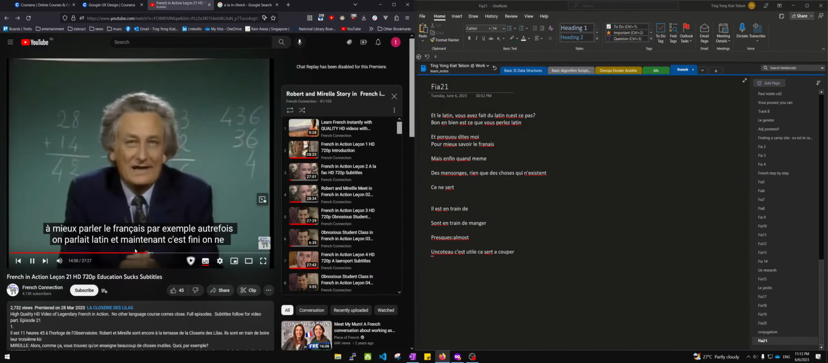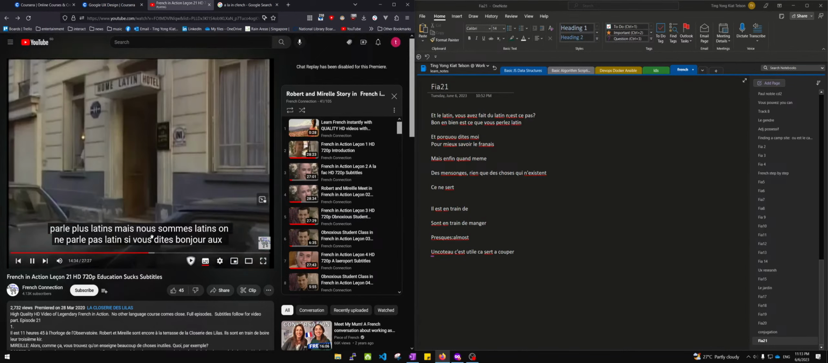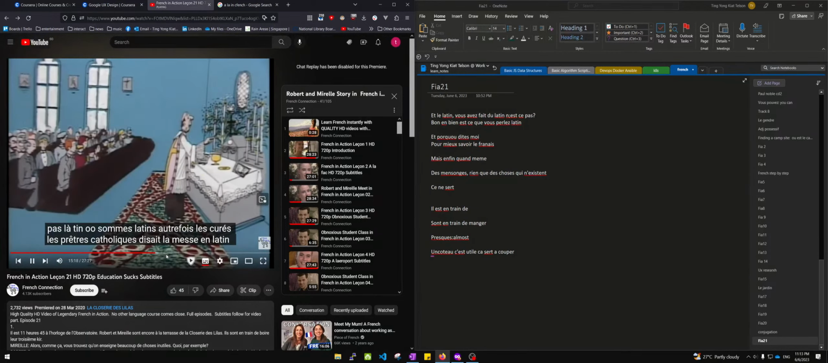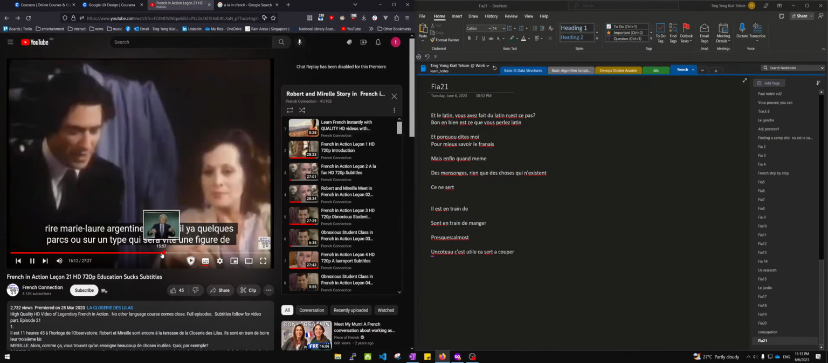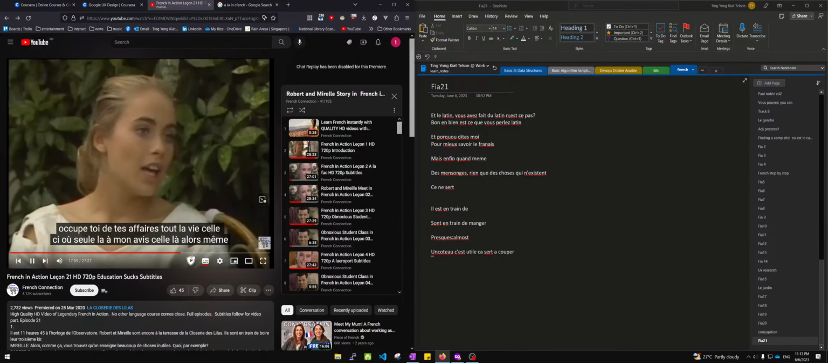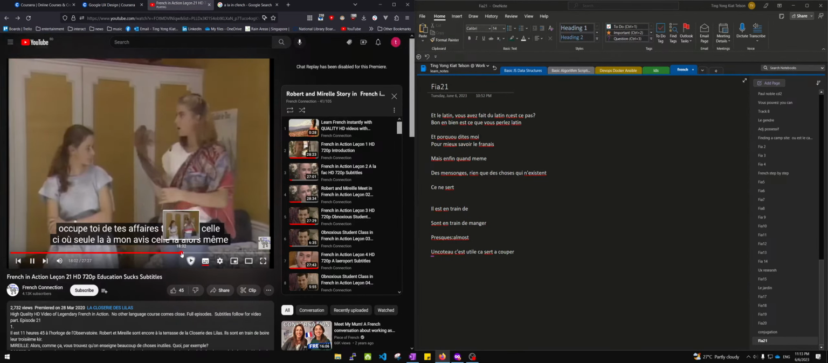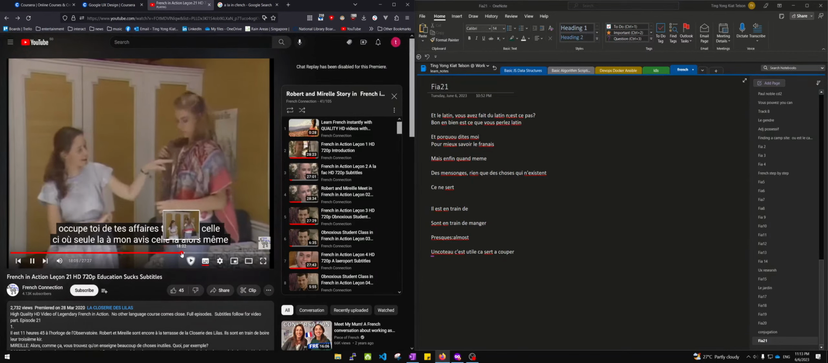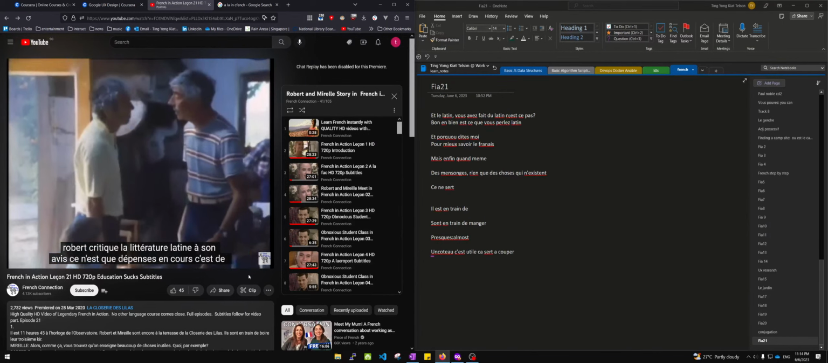Autrefois, on parlait latin. Mais maintenant, c'est fini. On ne parle plus latin. Même aux hommes latins, on ne parle pas latin. Si vous dites bonjour, dites la messe en latin. Pater. Et pourquoi, dites-moi? À ton avis, celle-ci ou celle-là? À mon avis, celle-là. Alors, Manu, ça te plaît pas? Non. Ah, ben je suis bien de son avis.